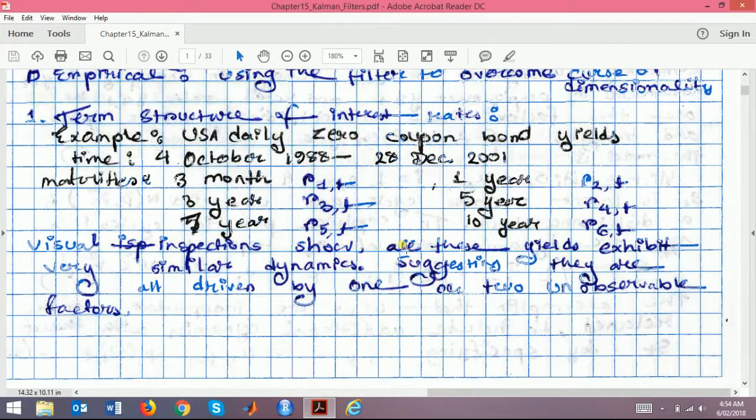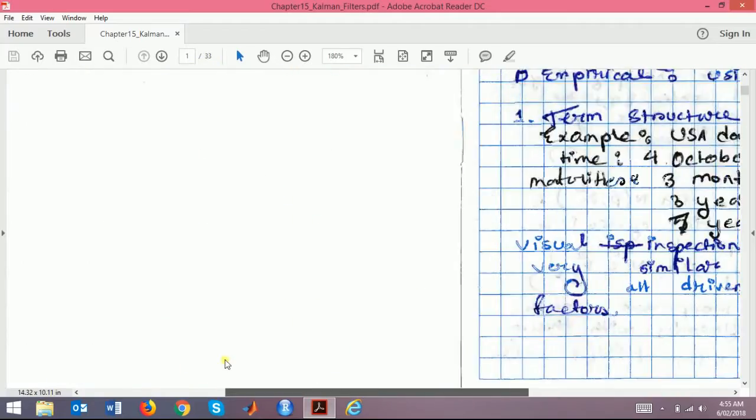Visual inspection shows all these yields exhibit very similar dynamics, suggesting they are all driven by one or two unobservable factors. Interesting, right? So the dynamics in all these interest rate returns, which mature in highly different time periods, are quite the same, which means the latent factors or the unobservable factors might be quite similar. Now we will look into this, we'll surely estimate this later.